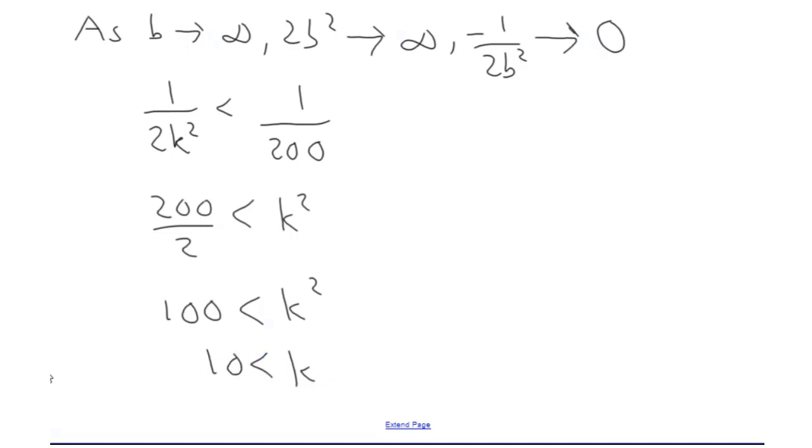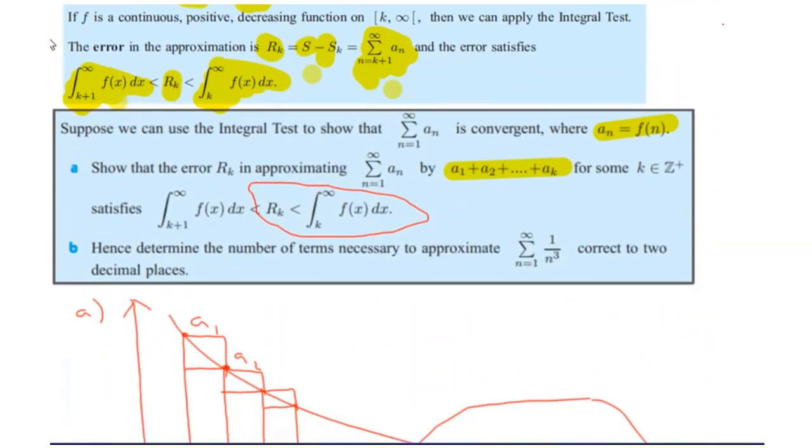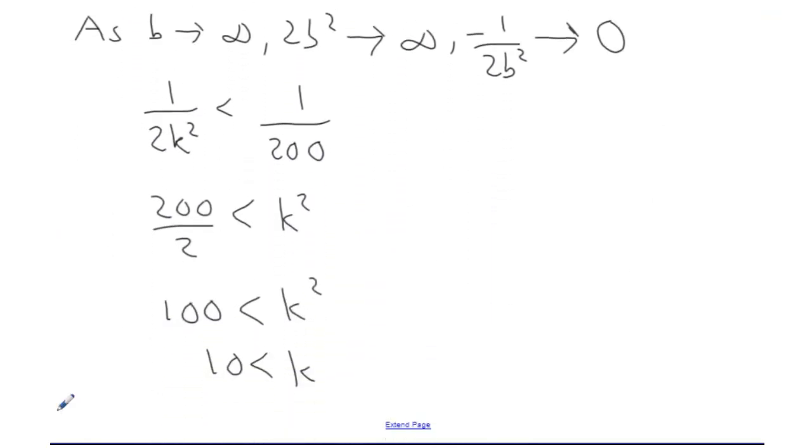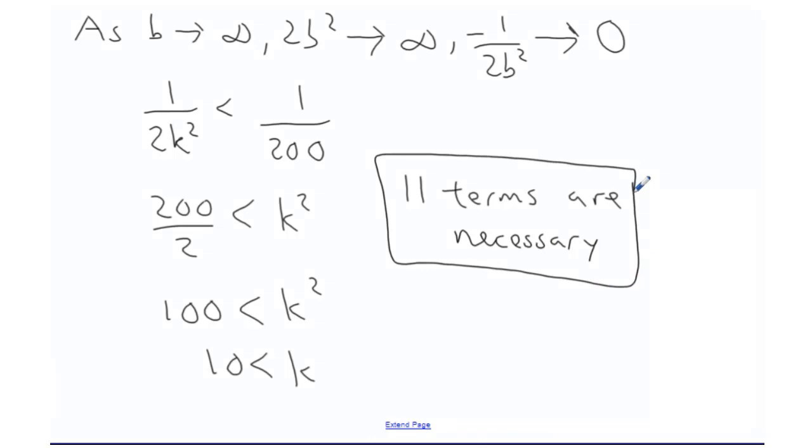If you think of the actual context of the problem we're solving, it says determine the number of terms necessary to approximate the sum from n equals 1 to infinity of 1 over n cubed, correct to 2 decimal places. So we need k to be greater than 10, and it has to be a whole number because it's a number of terms, can only be an integer. So we need 11 terms, or 11 terms are necessary. Okay, so once we have 11 terms, we will know that the sum of our series is accurate to 1 decimal place, which isn't bad.